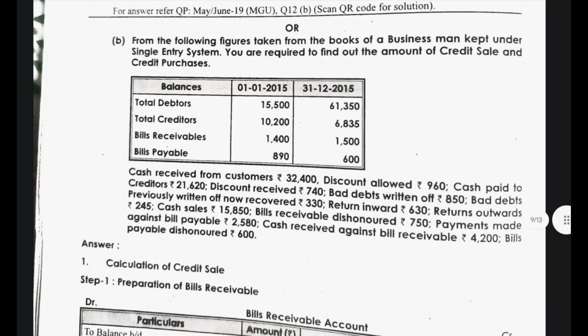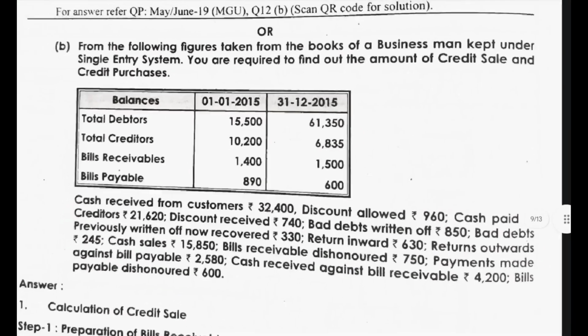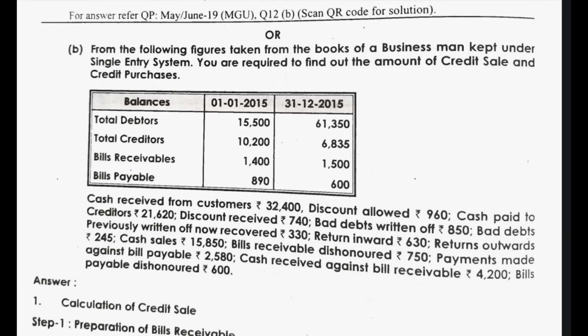The question is: from the following figures taken from the books of a businessman kept under single entry system, you are required to find out the amount of credit sale and credit purchase. So with the given information, we have to calculate the amount of credit sale and credit purchase here.